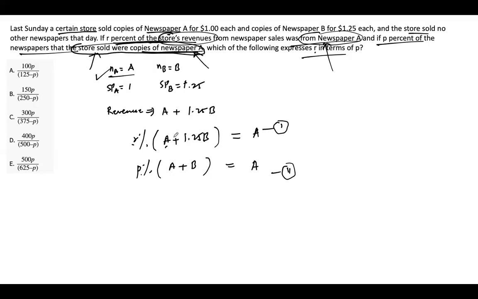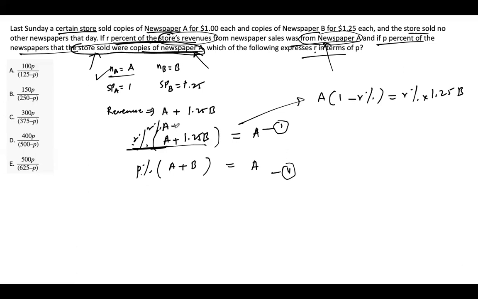So I'm taking A on one side. If I'm taking R% of A here, this would be 1 minus R%, and this would be equal to R% of 1.25 B. Do you understand what I did? No. First of all, I simplified it.